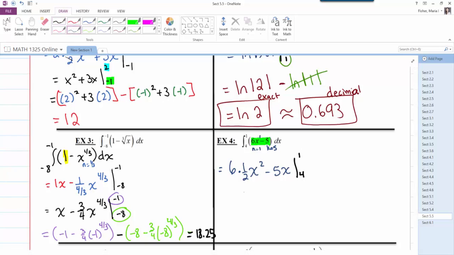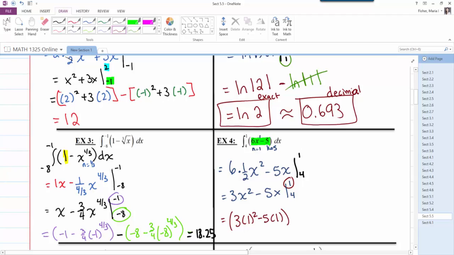So let's clean it up before we evaluate. Well, half of 6 is 3, so we're looking at 3x squared minus 5x evaluated from 4 to 1. So plug in your upper limit of integration. So you're looking at 3 times 1 squared minus 5 times 1, and that gets subtracted from, plug in your lower limit of integration, so 3 times 4 squared minus 5 times 4.